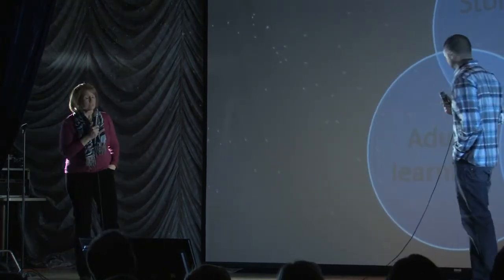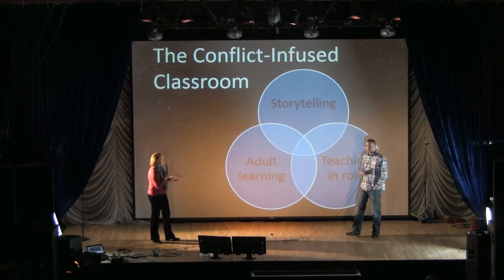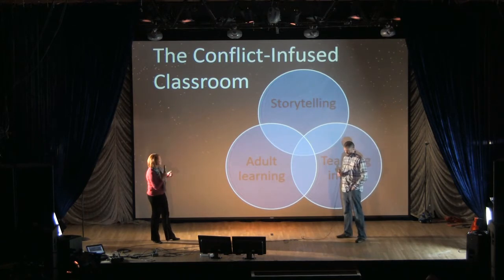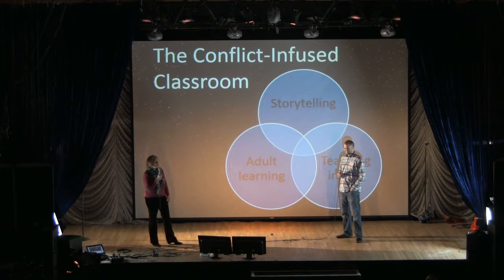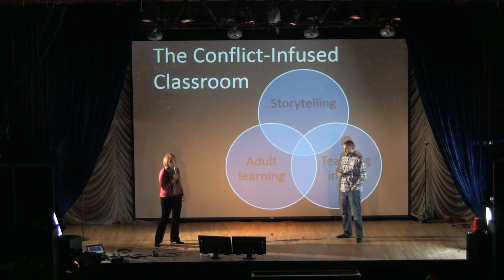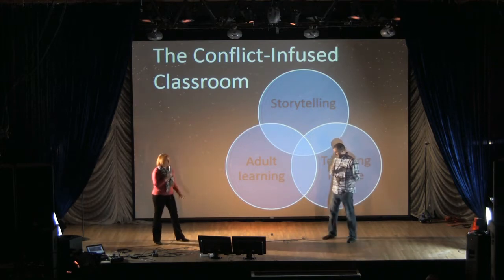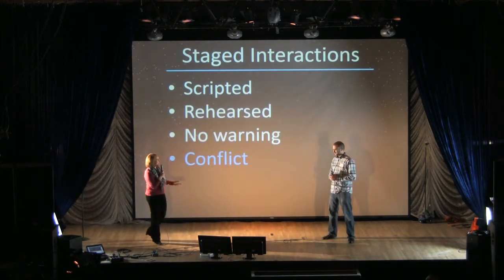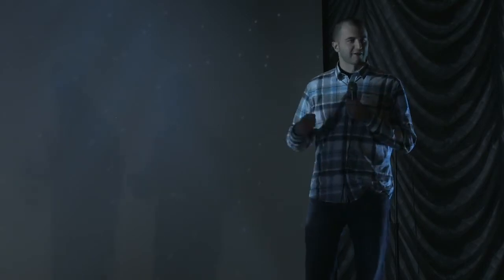Okay, so here's the context. First off, we're talking about adult learning. And we're thinking about how adult learning overlaps with some other big concepts, like storytelling and teaching and role. So in the next 4 minutes, we're going to dwell in that space of overlap between these concepts. And in the center of our Venn diagram here is a strange creature that Scott and I have played with in the past called staged interactions. A staged interaction is just a scripted and rehearsed encounter between two or more teachers. It's performed without warning for the benefit of a group of learners, and it's just chock full of conflict.